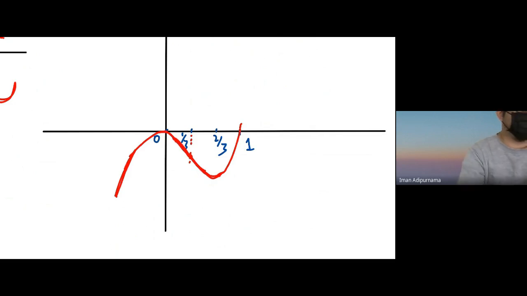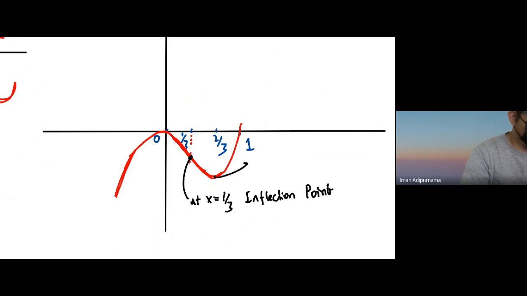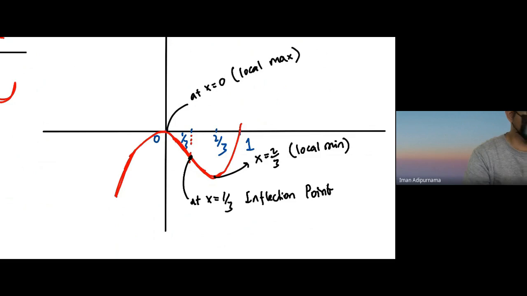So at least you get this. Or if you have trouble with your drawing, that's okay, as long as you mention that at x equals 1/3 there is an inflection point. At x equal to 2/3, this is a local minimum. And at x equals 0, this will be a local maximum. Okay, I think that is all the necessary points for this function.